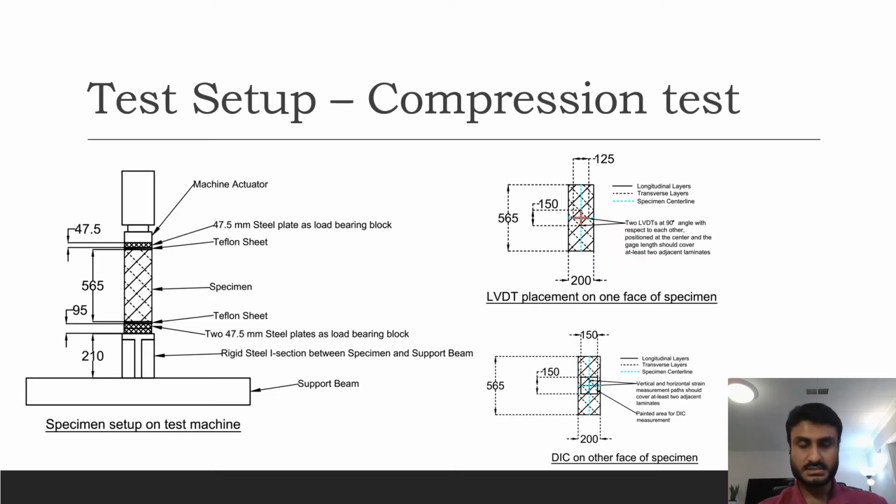This is the test setup used for the compression test. The specimen dimensions are given in millimeters. Vertical strain measurement was done on both faces of the specimen. On one side, LVDT transducer was used, and on the other side, digital imaging technique DIC was used. The strain measurement was carried out at mid-height of the sample, which was sufficiently away from the zones of stress concentration.